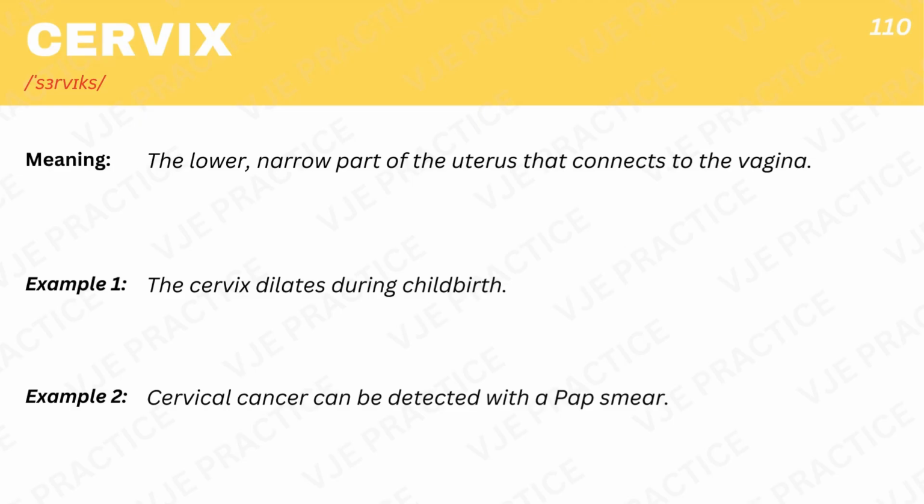Cervix, the lower narrow part of the uterus that connects to the vagina. Example 1. The cervix dilates during childbirth. Example 2. Cervical cancer can be detected with a pap smear.